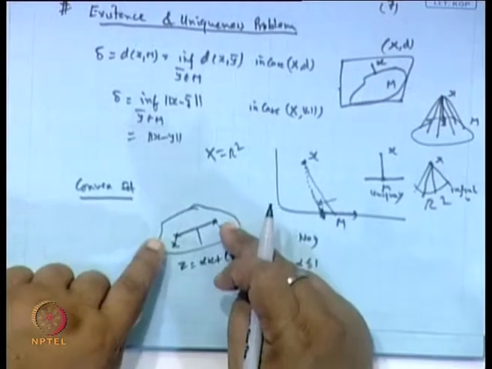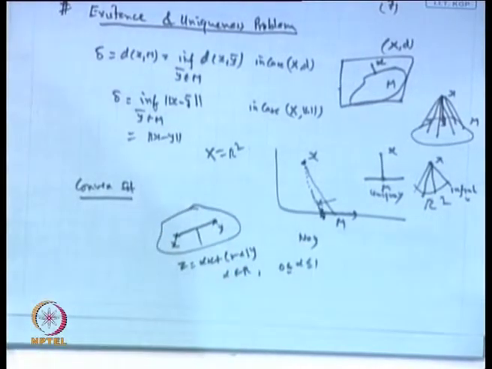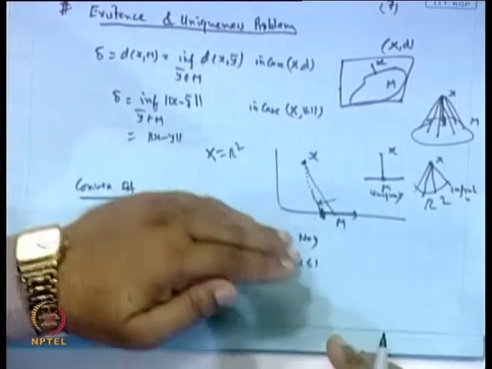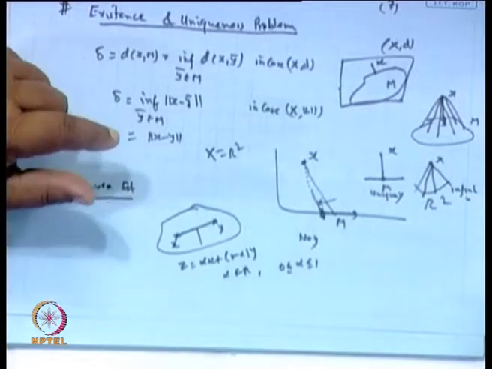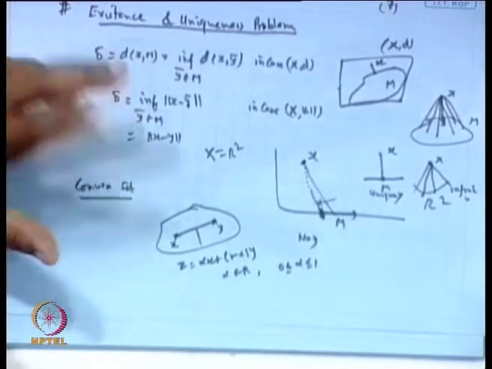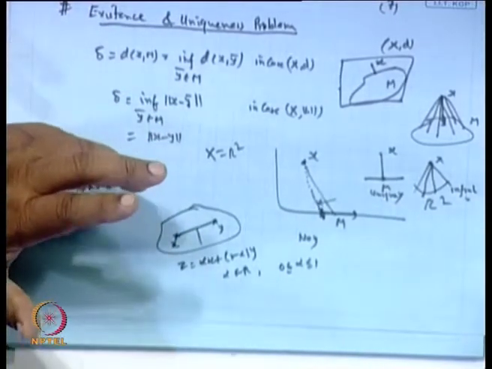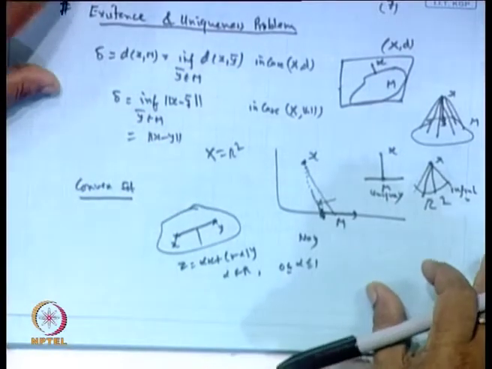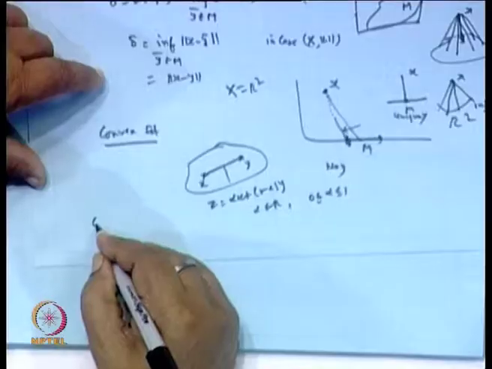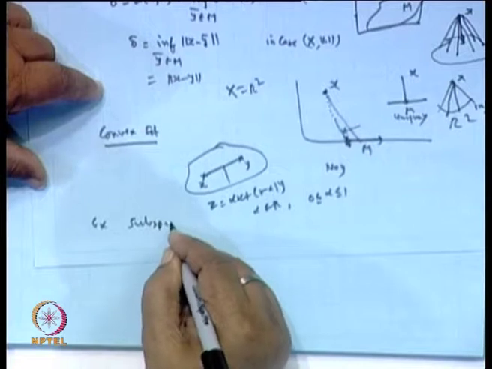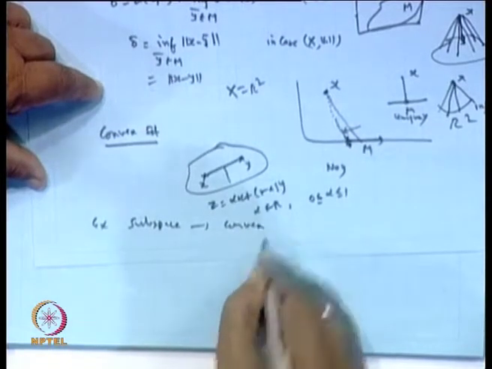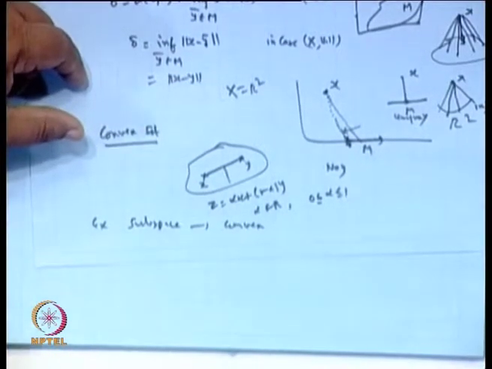So, if any two arbitrary points are picked, and the entire line segment joining these two points totally lies inside the set, then we say this set is a convex set. A subspace is always a convex set. When we say vector subspace or subspace, then this is a convex set. Why is it convex?